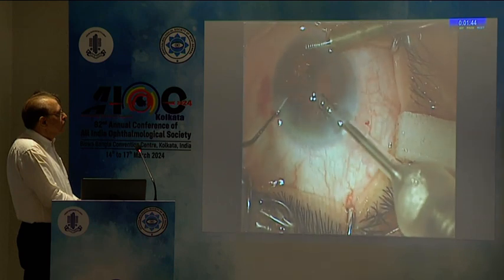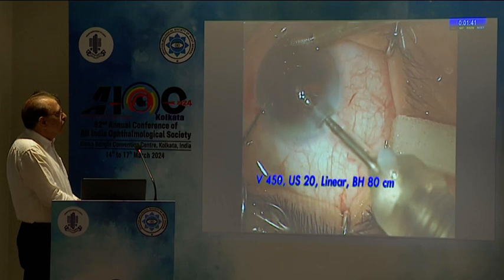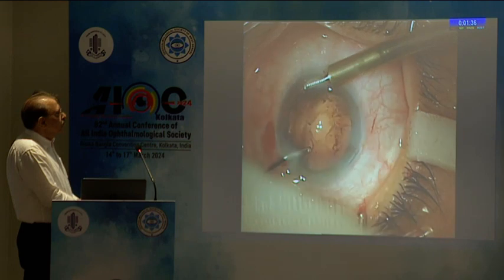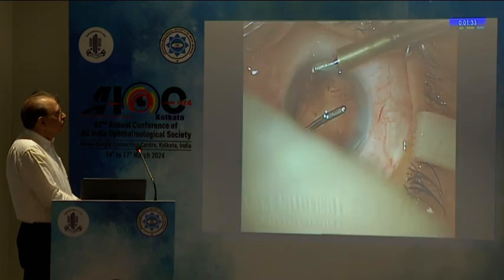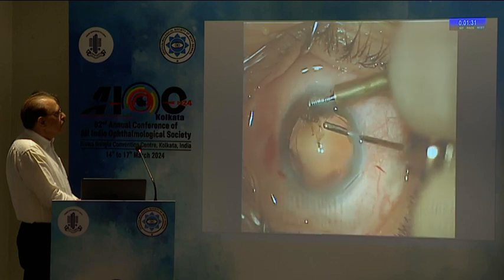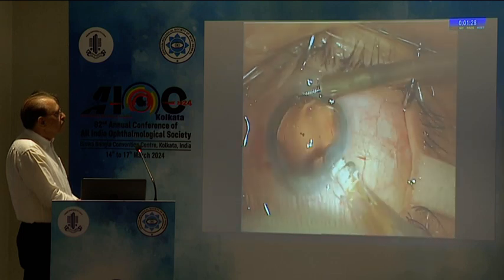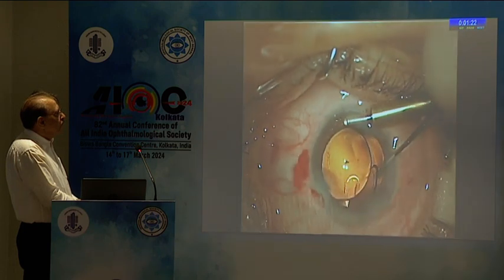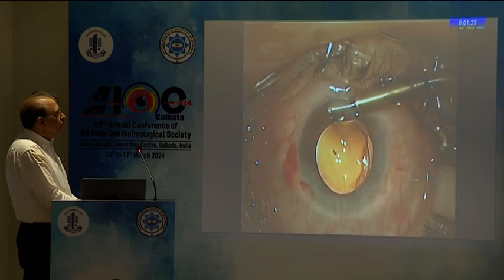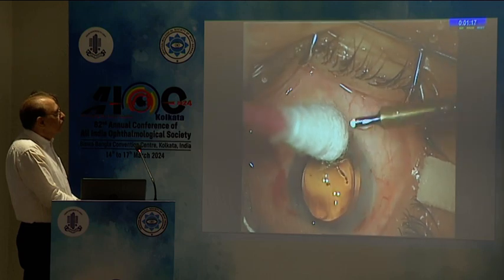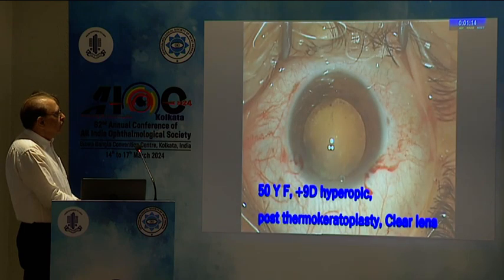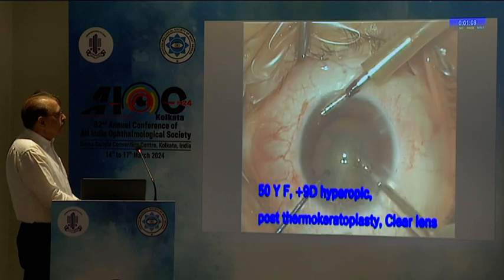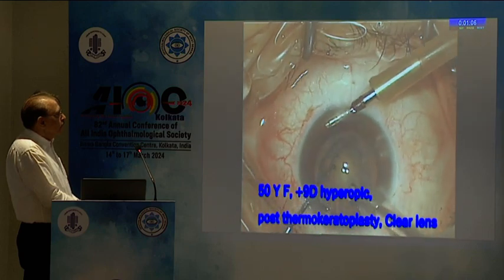Epinucleus is removed using vacuum 450 mmHg and US energy 20 linear control. Cortical cleaning is done with a 23G cannula fitted on a 10 cc syringe. The lens is inserted under fluid only. This is a case of a 50-year-old female patient, highly hyperopic, +9 diopter, for clear lens extraction. Capsulorhexis is performed under OVD.